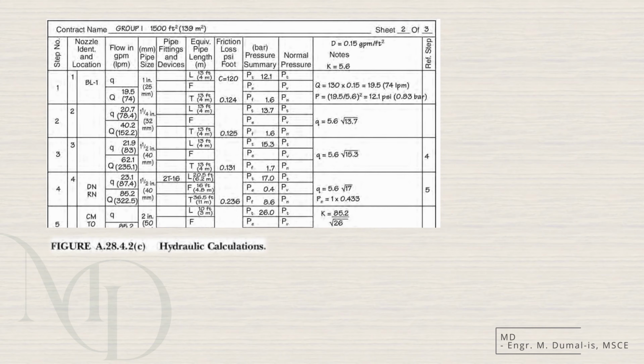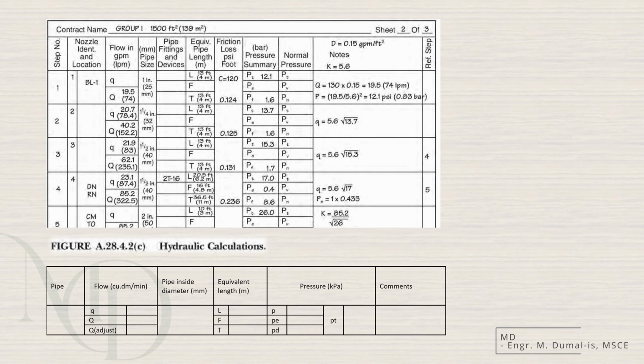According to the National Fire Protection Association, this is the recommended tabulation format. This table is also known as the hydraulic calculation sheet, and it contains all the data we need. But for our discussion, we will modify it slightly so I can explain each part more clearly. So here it is. It looks almost the same as the NFPA sheet. We just added a few details.